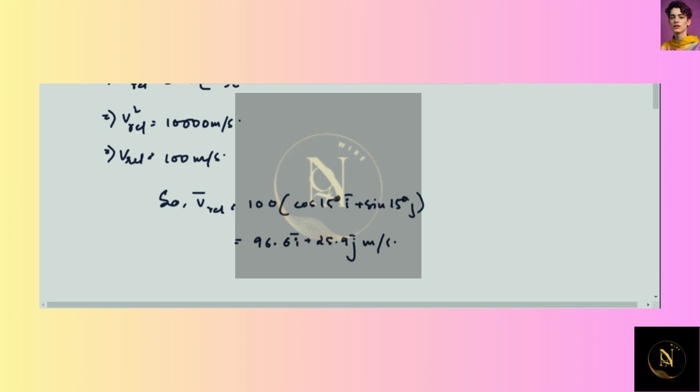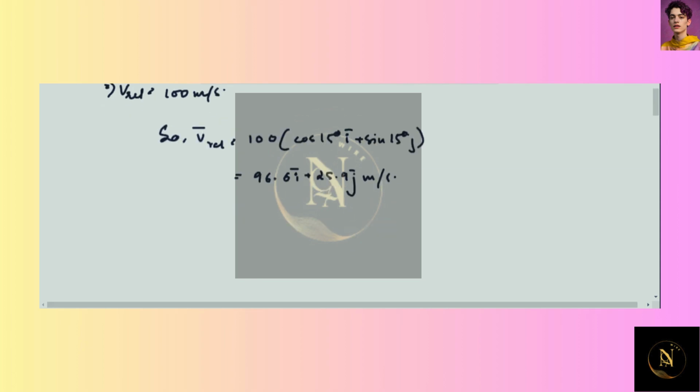Now let Vf be the velocity of the fighter. So we have Vc is 15.43 i meter per second.